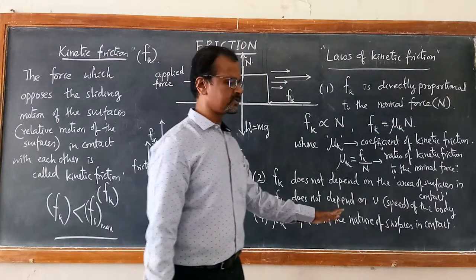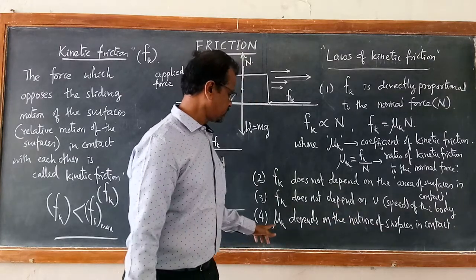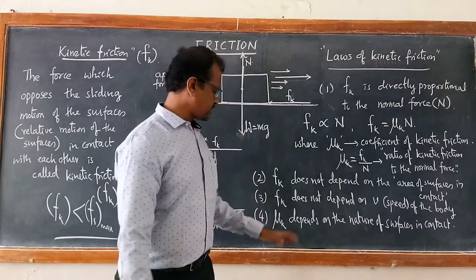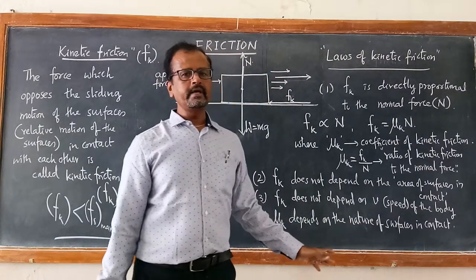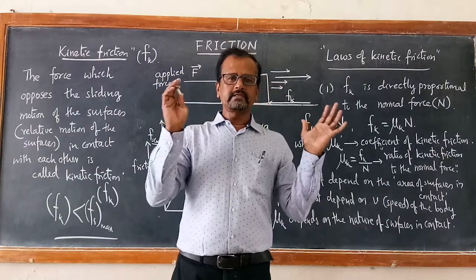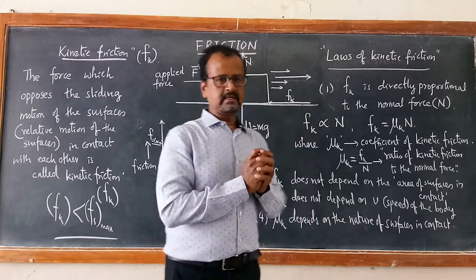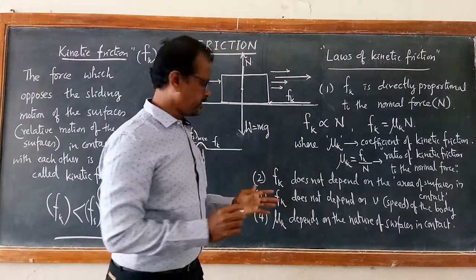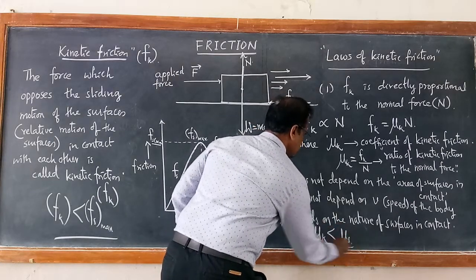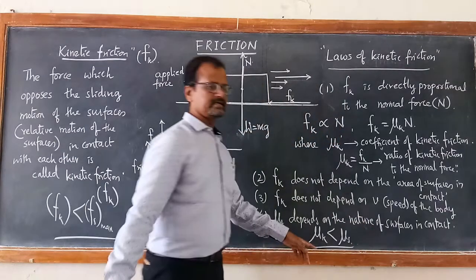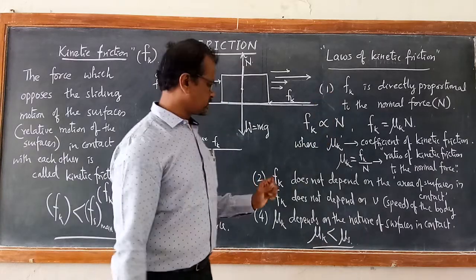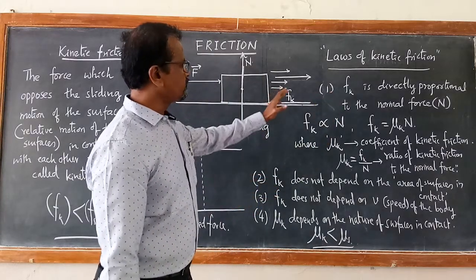How smooth is the surface? How rough is the surface? So that's how the coefficient of friction depends on nature of surfaces. As I told you earlier, here also mu K takes low values for smooth surfaces and high values for rough surfaces. And experimentally it is observed that mu K is always less than mu S. Coefficient of kinetic friction is less than coefficient of static friction. So this is how we study the laws of kinetic friction.